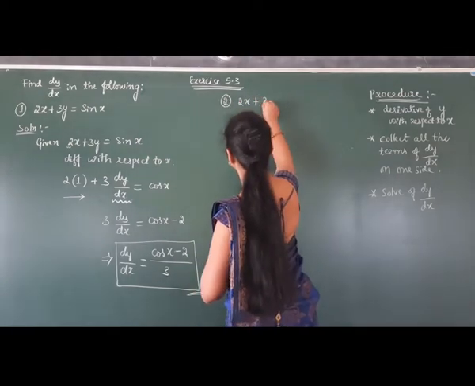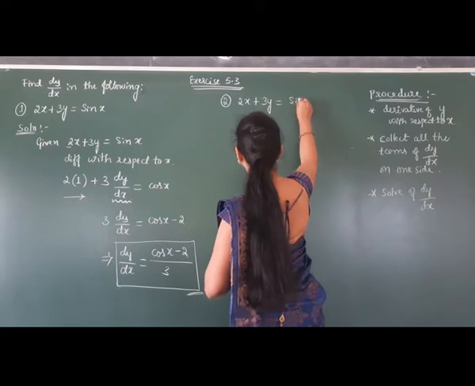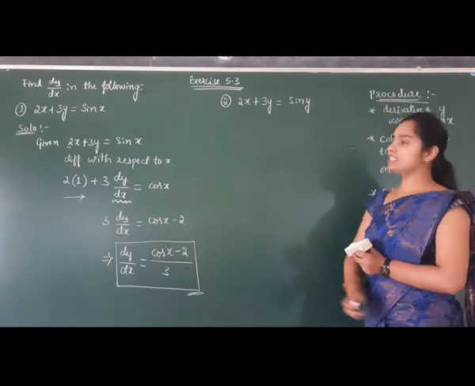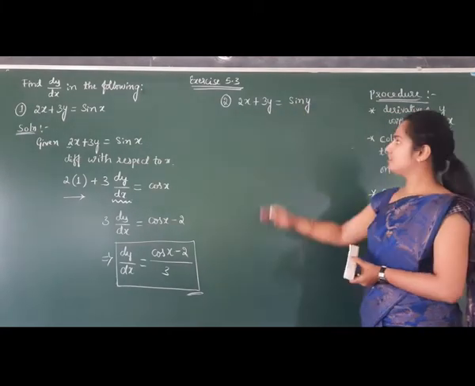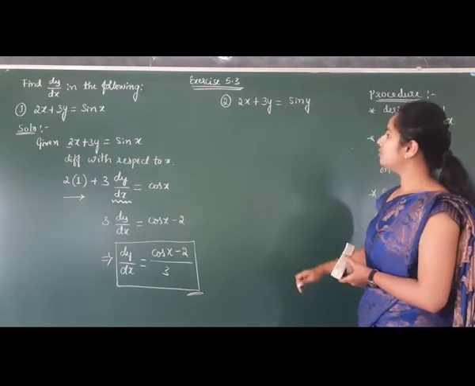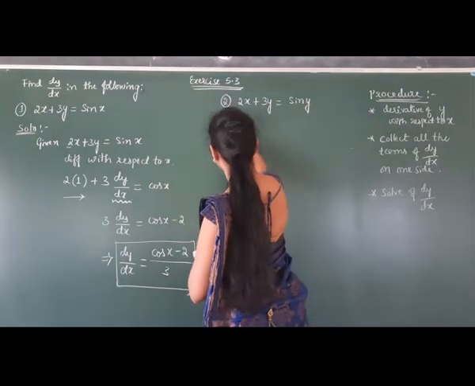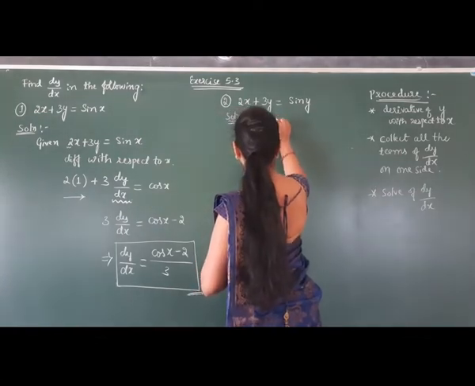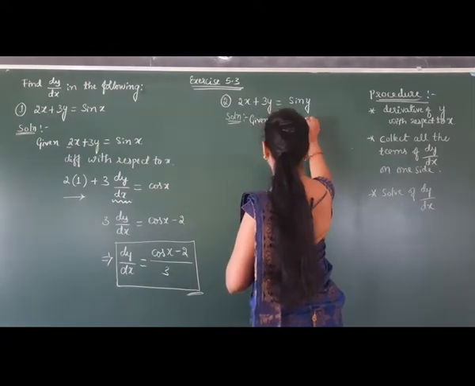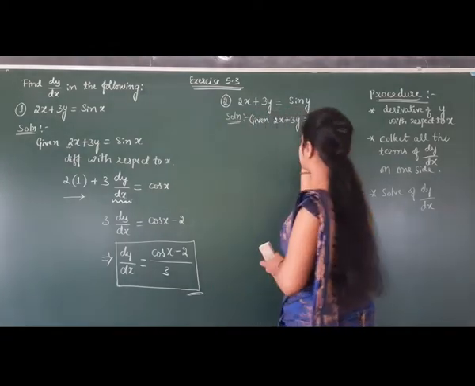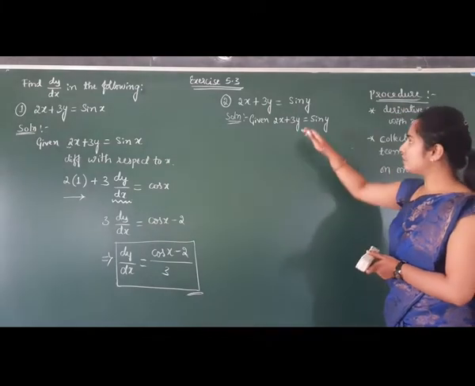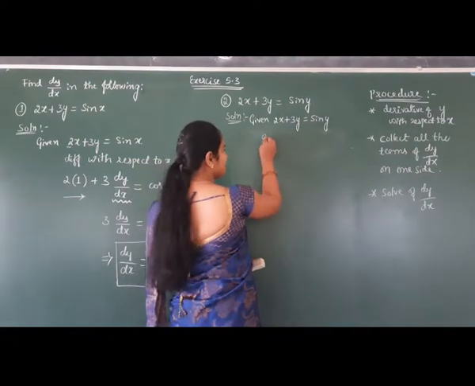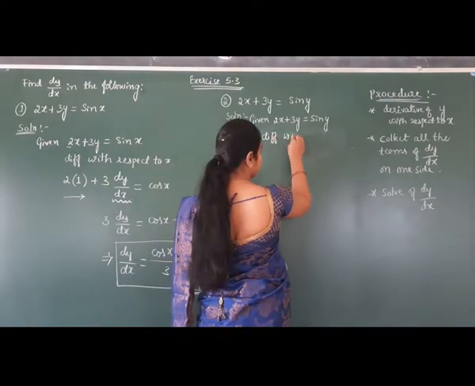2x plus 3y is equal to sin y. So this is an implicit function, right? To find the solution, first we consider the given function, 2x plus 3y is equal to sin y. In the first step, we find the derivative of y with respect to x. Differentiate this function with respect to x.